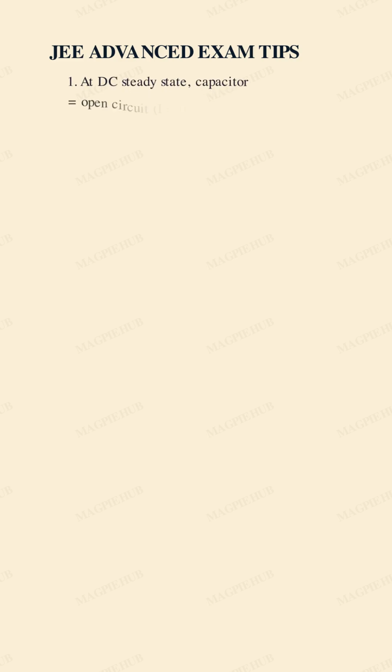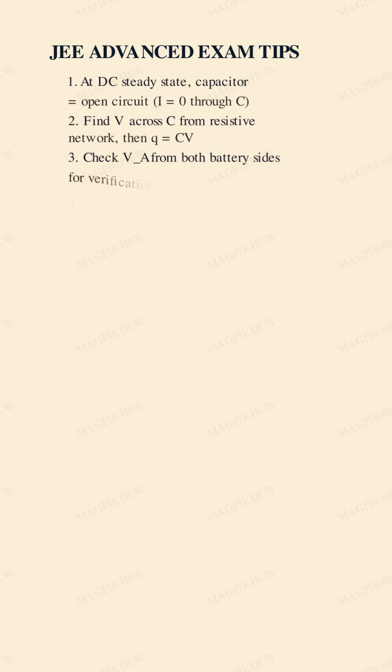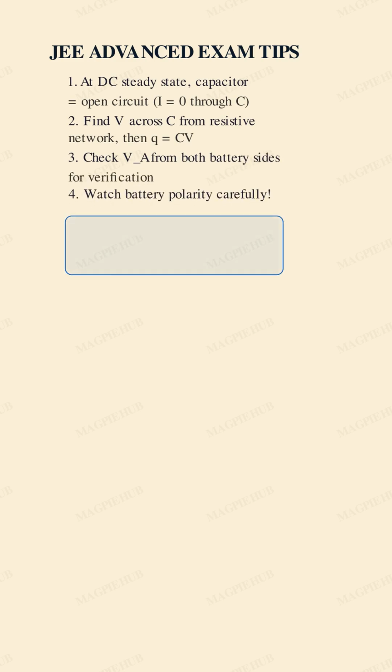Tip 1. At DC steady state, a capacitor is an open circuit with zero current through it. Tip 2. Find the voltage across the capacitor from the resistive network, then use Q equals C times V. Tip 3. Always verify voltage at a node from both sides of the circuit. And tip 4. Watch battery polarity, it determines the direction of current flow.